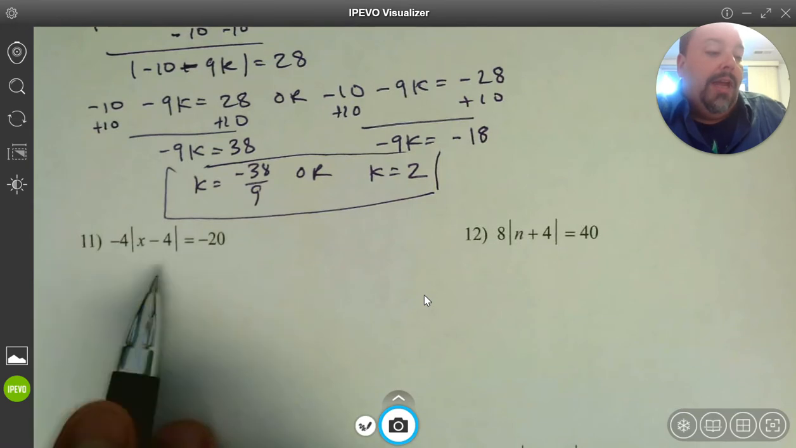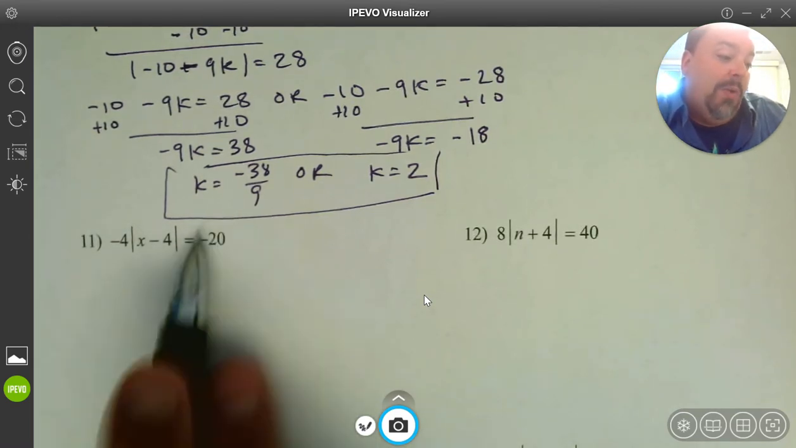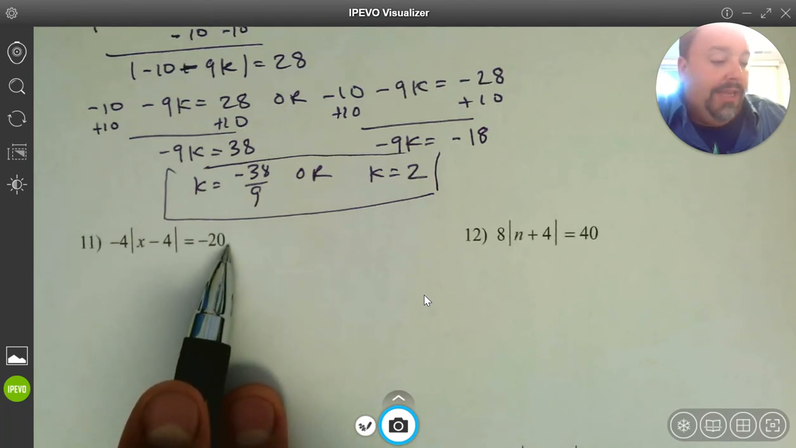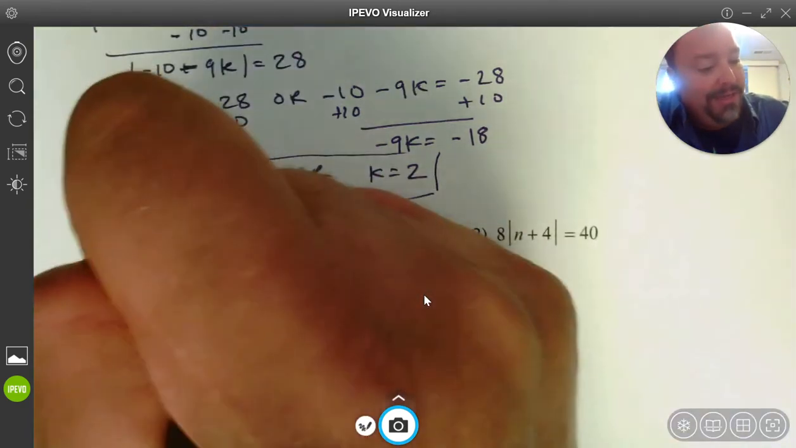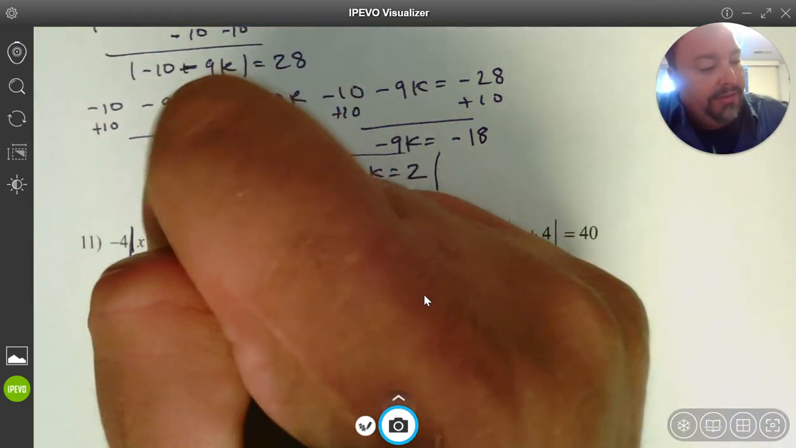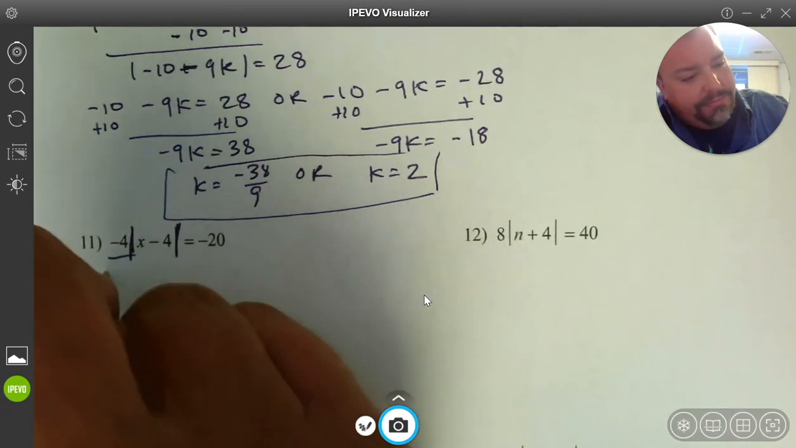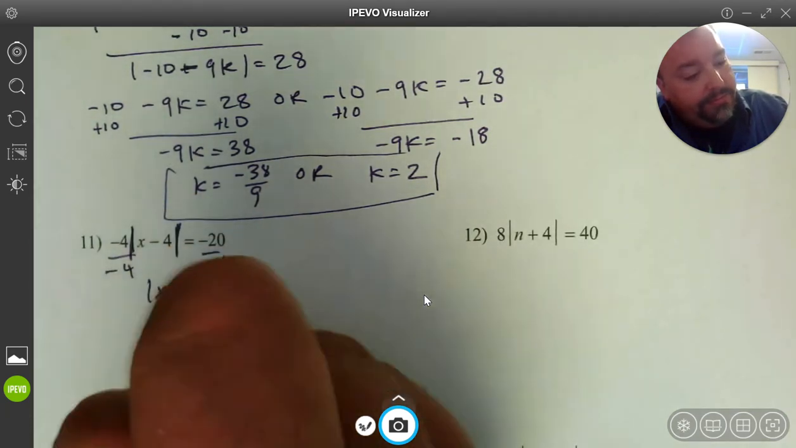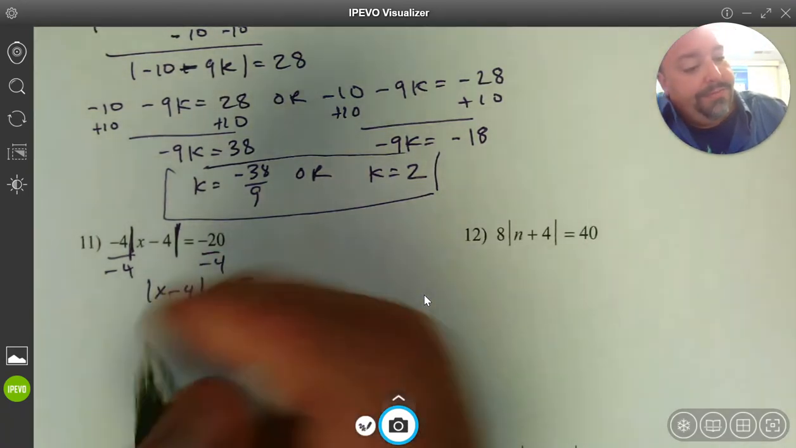Number 11, we have -4, absolute value of x minus 4 equals -20. Now some people might say, oh, well, I see a negative sign. Can't we do what we did on the front and say no solution? Nope, not quite, because we don't have the absolute value all by itself over here. We have absolute value times -4. That -4 is being multiplied, so we need to divide by -4 first. And then we would have absolute value of x minus 4 is equal to 5.